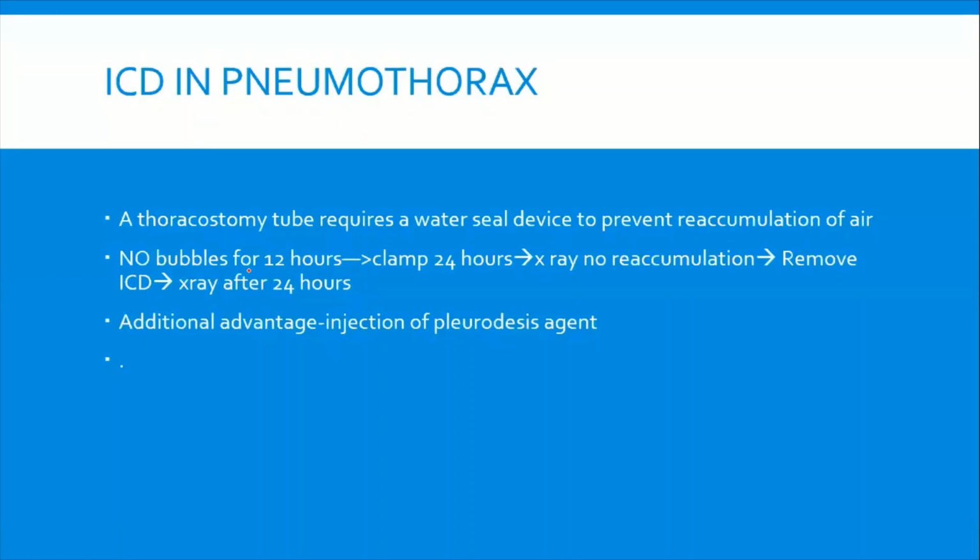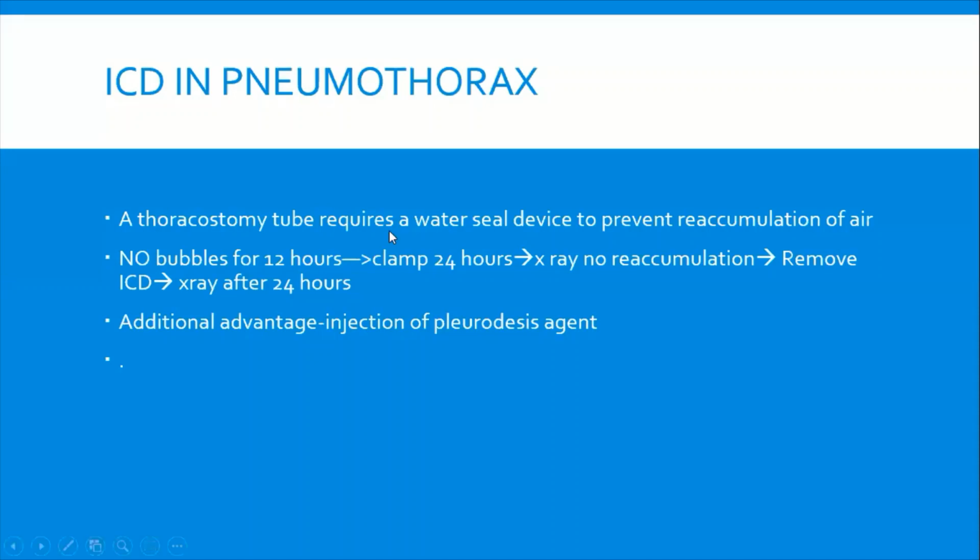If there is no bubbling for 12 hours together, clamp the tube and wait and see how this child is responding. If there is a reaccumulation of pneumothorax or the child is worsening, act accordingly. If there is no reaccumulation of air, then you remove the ICD and do an X-ray after 24 hours. So there are two X-rays that you need to do. You will clamp, wait for 24 hours, do an X-ray. If there is no reaccumulation, remove the chest tube, do an X-ray again after 24 hours. If there is nothing, then you can relax. If there is reaccumulation, you need to think of an underlying cause that is again and again making the child reaccumulate air, and hence pneumothorax.